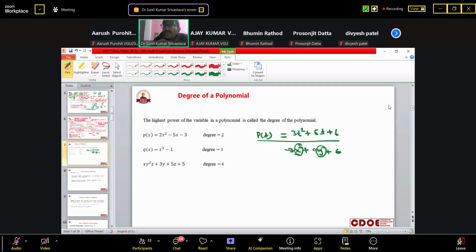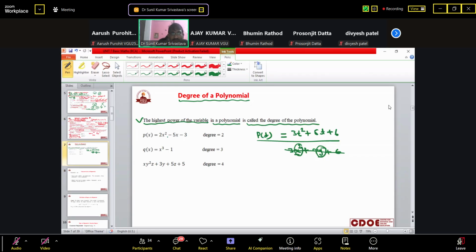So we have to be very clear about the concepts. What is the degree? What is the polynomial? What is the expression? What are the terms? What are the coefficients? Then you can answer in a very clear way. Otherwise, you will always be in confusion about how to answer and what the meaning of things is. So we move to the degree of the polynomial. What is the definition? The highest power of the variable in a polynomial is called the degree of the polynomial.